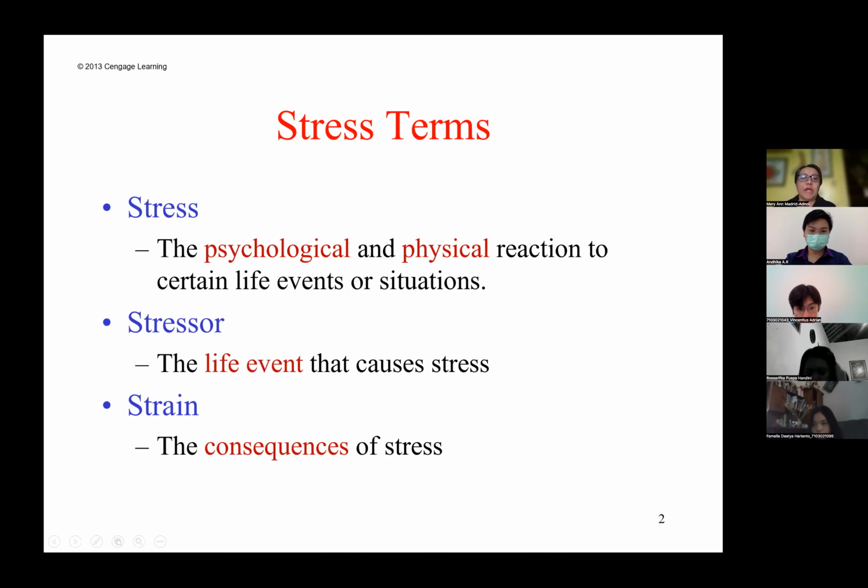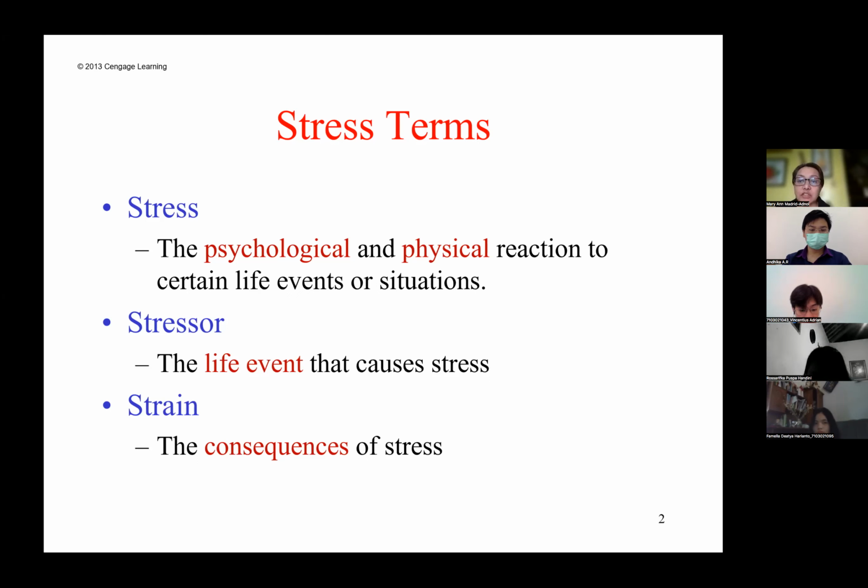Now, when it comes to stress, there are certain concepts that we have to be familiar with. So let's start by reviewing some of these terms and concepts. I know that you have heard of this in your other subjects. First, let's look at the term stress.